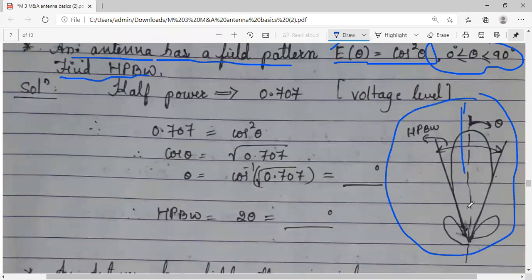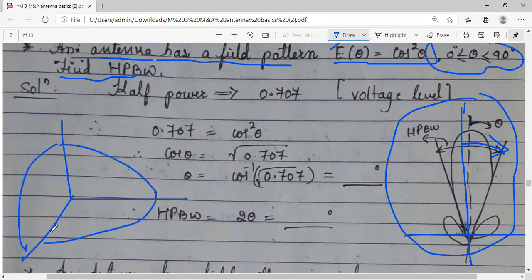If you see, this angle is theta. In the spherical coordinate system we have seen, this angle represents phi, and this angle represents theta. This theta is with reference to this vertical line. So what is HPBW? I need to find 2 times theta, right? This and this together, both angles together, will give you HPBW. This figure has been drawn just for your reference.